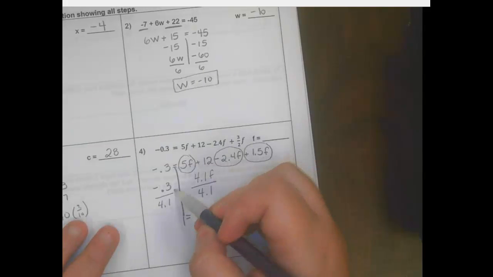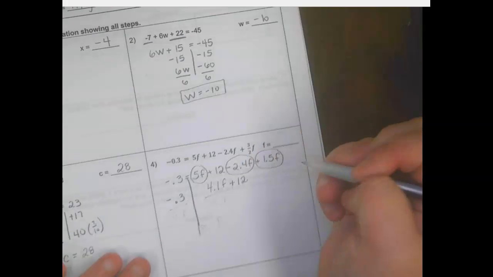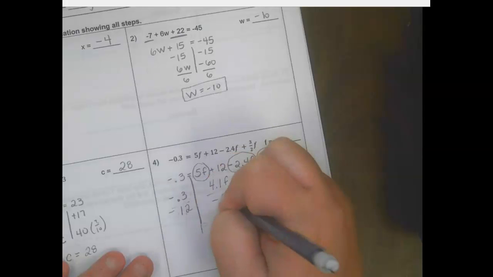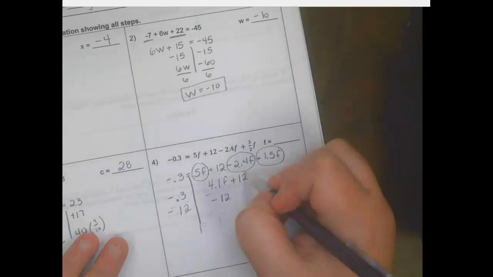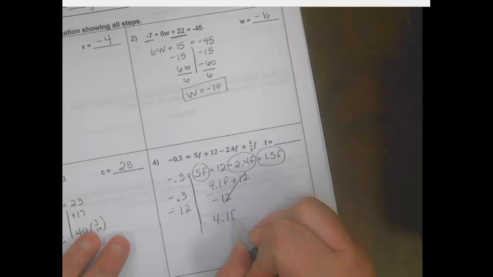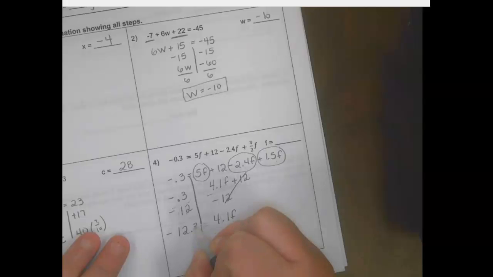Negative 0.3 divided by... Oh, wait, I messed up. No, I messed up. I caught it. I forgot the 12. Got to bring my 12 down. Alright, so now I need to subtract 12. Sorry, guys. This cancels, leaving me with still my 4.1f on this side. But now I have negative 12.3 on this side.